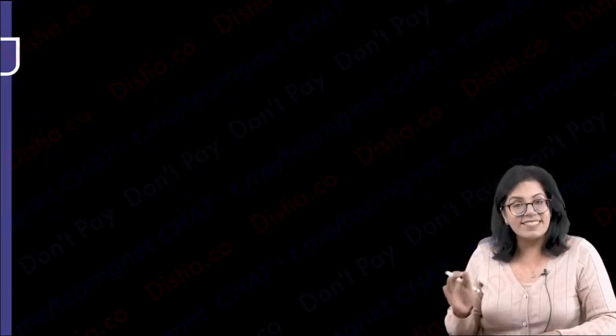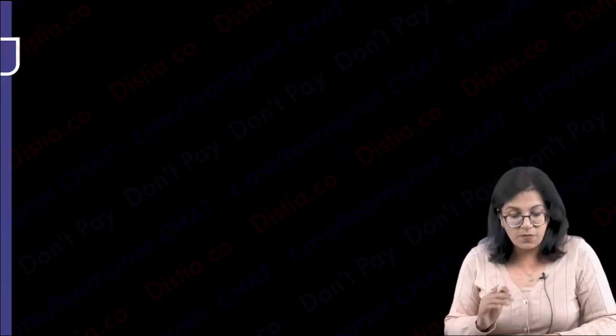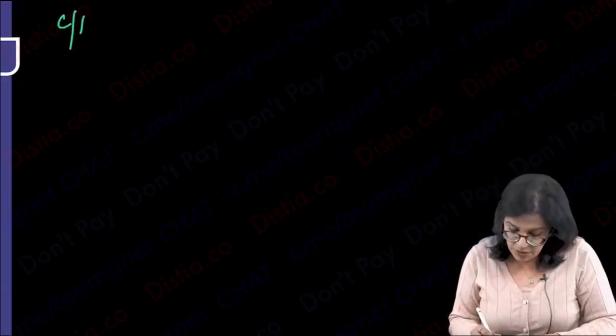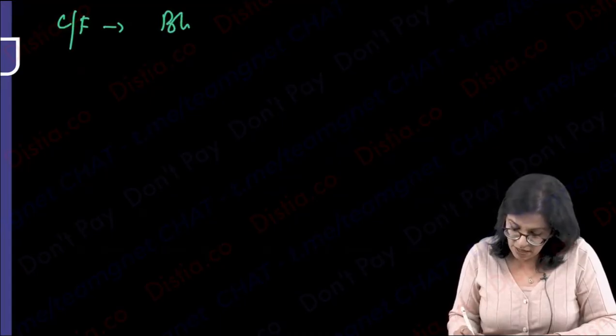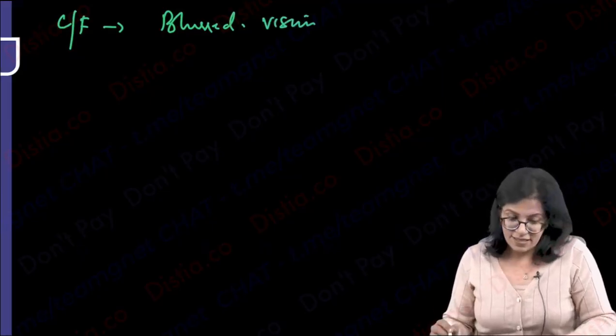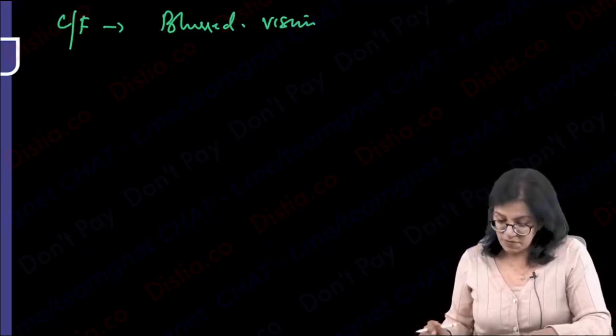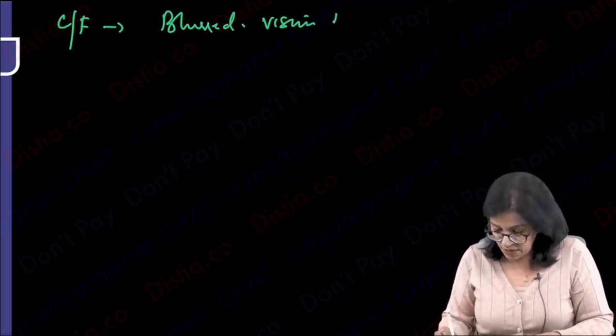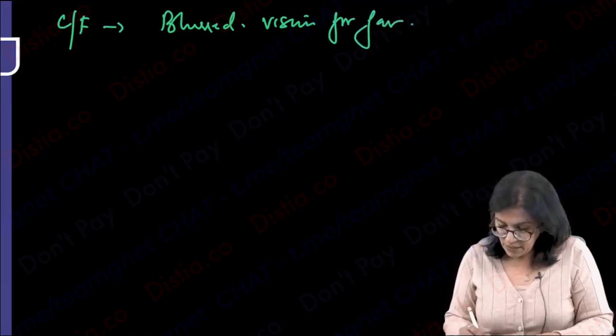Then we talk about how the patient will present. We all know this, half of us or more than that are myopic. So blurred vision, mainly for the far. So this is the complaint of the patient, blurring of vision for far, or difficulty or diminution of vision for the far vision.